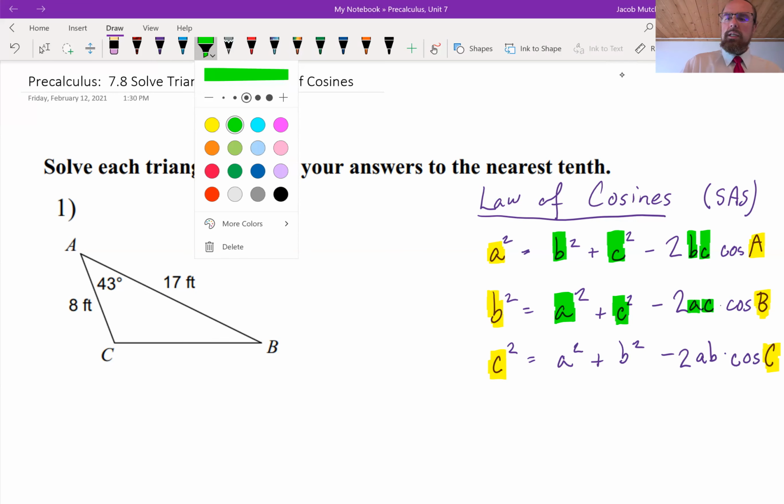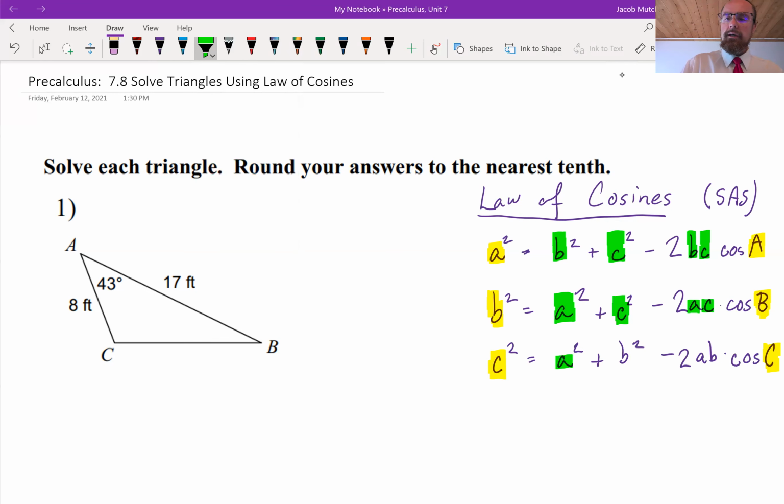Now, I do want to select one of these to start with. What we do is we match it up with the information that I have in the diagram. So I'm going to go over to the diagram here and label what I've got. I know I've got angle A. I'm going to mark that angle there. And then recall the side opposite angle A is side A. So that's really what I'm looking for first.